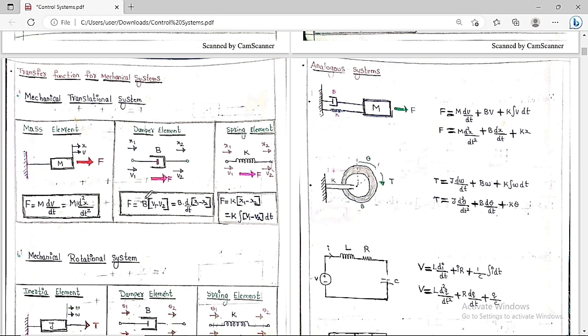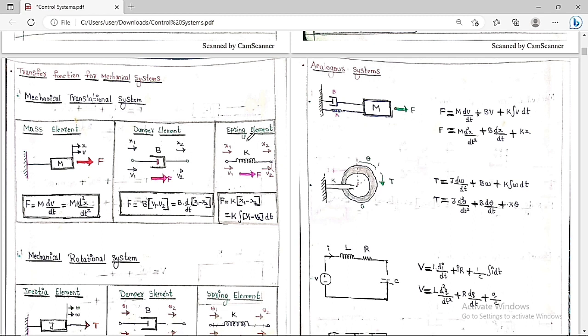So always remember F is equal to B into v1 minus v2, whereas v1 is equal to dx1 by dt, and v2 is equal to dx2 by dt. If we take d by dt common, then we are going to get F is equal to B into d by dt of x1 minus x2. So these things you always have to keep in your mind.